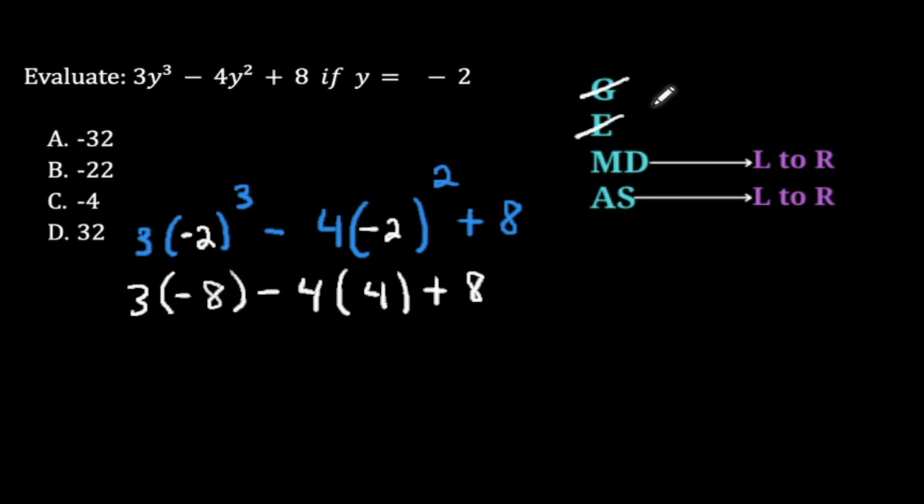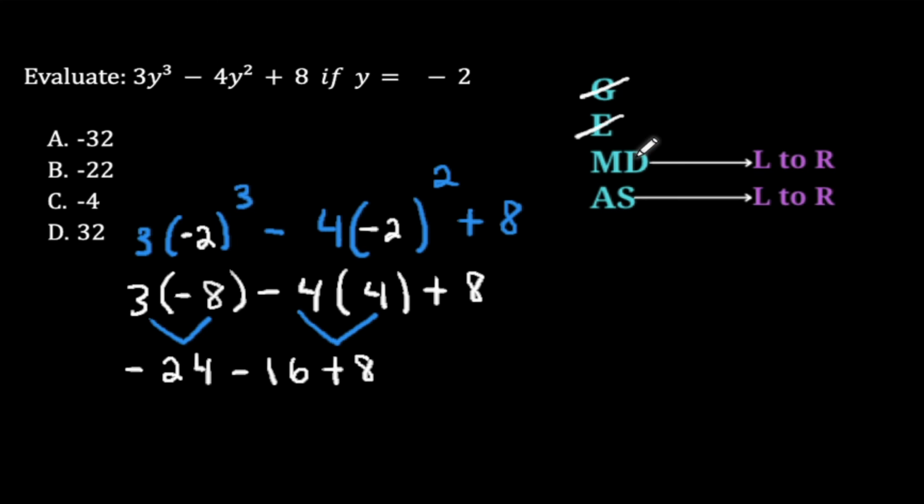Okay, so next we need to perform multiplication and division in the order they appear first from left to right. So here we have 3 times negative 8. We also have negative 4 times positive 4. So let's go ahead and do that. So we have 3 times negative 8, which is negative 24. Negative 4 times positive 4 is negative 16. Bring down your plus 8.